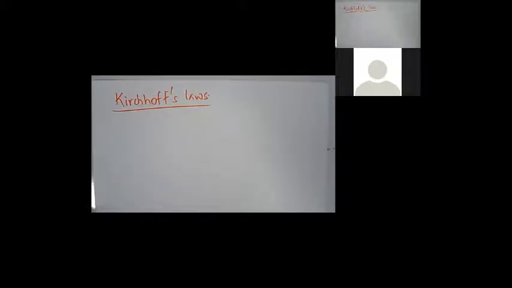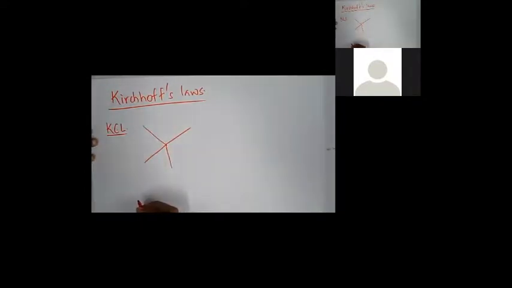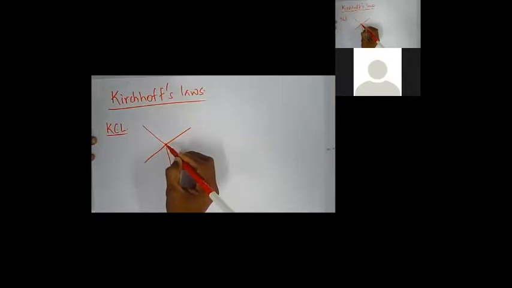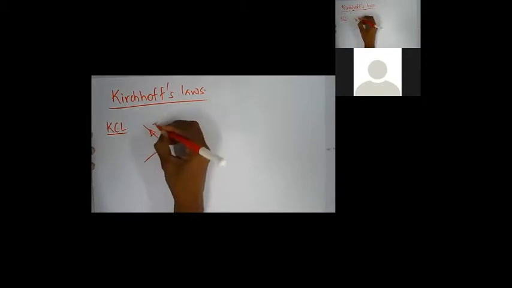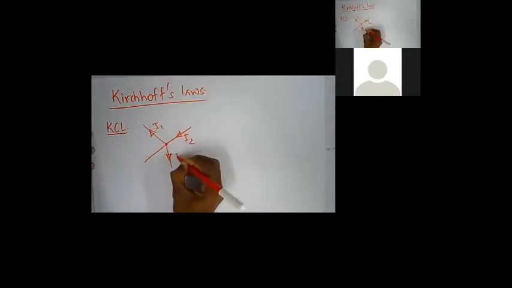Okay, let's see about KCL, which is Kirchhoff's current law. Kirchhoff's current law is actually a basic law, the simplest and most basic law. It talks about the currents at a node, a junction point or a node. For example, let me mark the currents as I1, I2, I3, and I4.